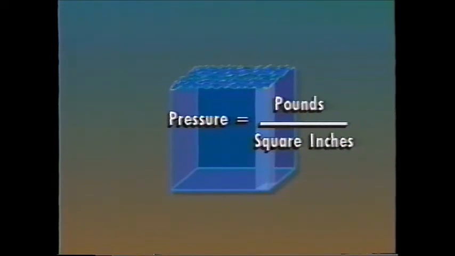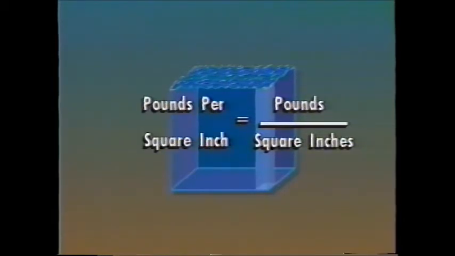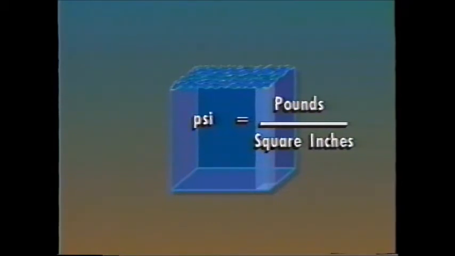By substituting the most common units for force and area in the pressure formula, we can determine the most common unit of pressure. If pressure is equal to force in pounds divided by area in square inches, then the unit of pressure will be pounds per square inch. This is usually abbreviated PSI.